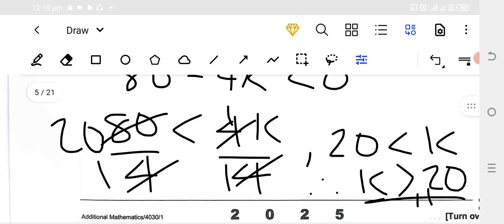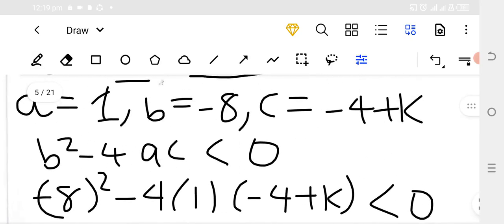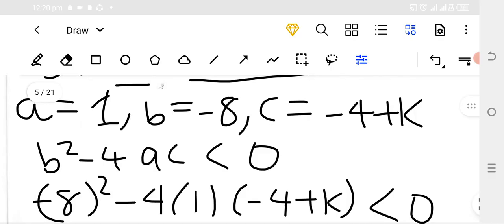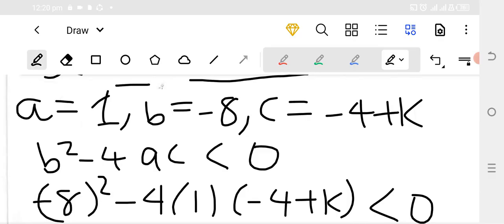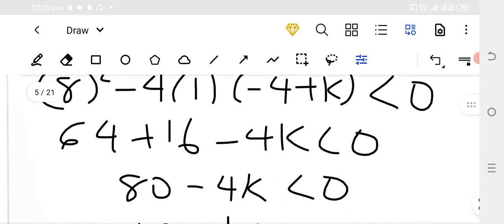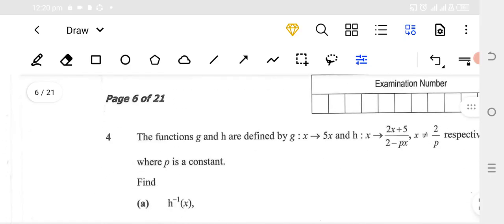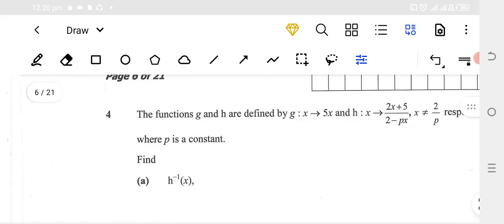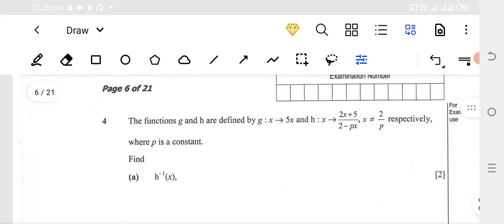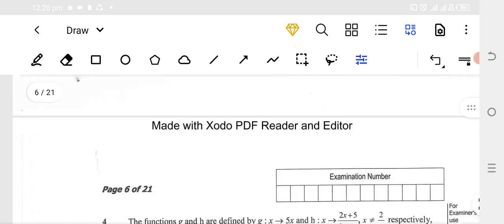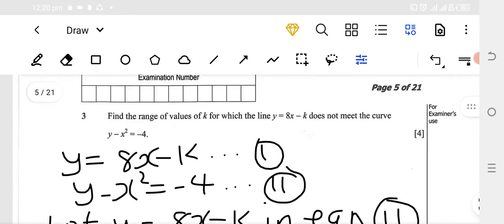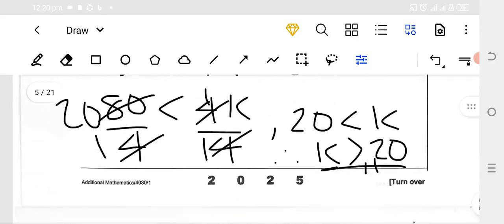So if you put any number greater than 20 here for k, you are going to have a discriminant that is less than 0. Discriminant, which is b squared minus 4ac, is the discriminant. Then that's it for that question, and then we have gone to this new question. That question was carrying 4 marks. So 4 marks, easy like that.